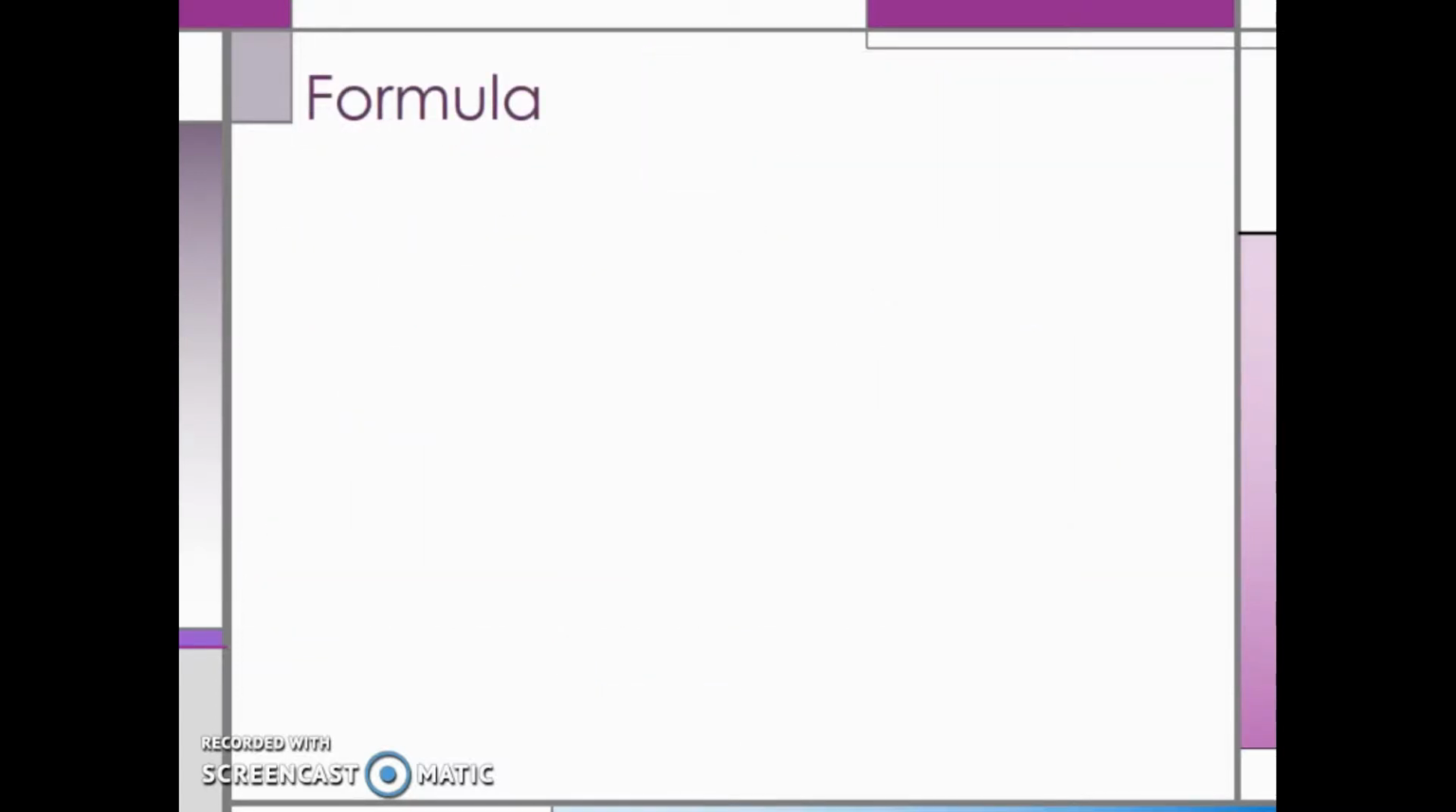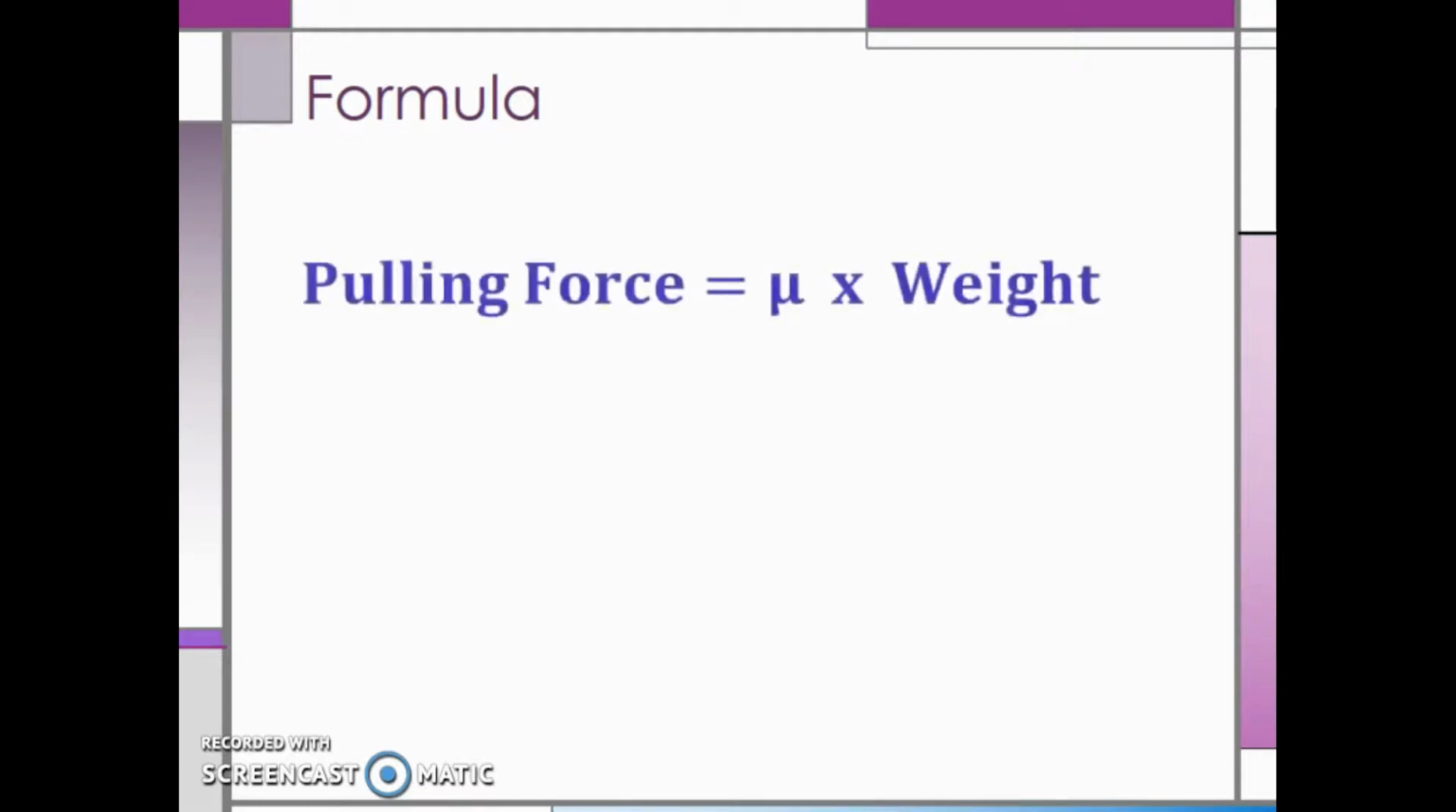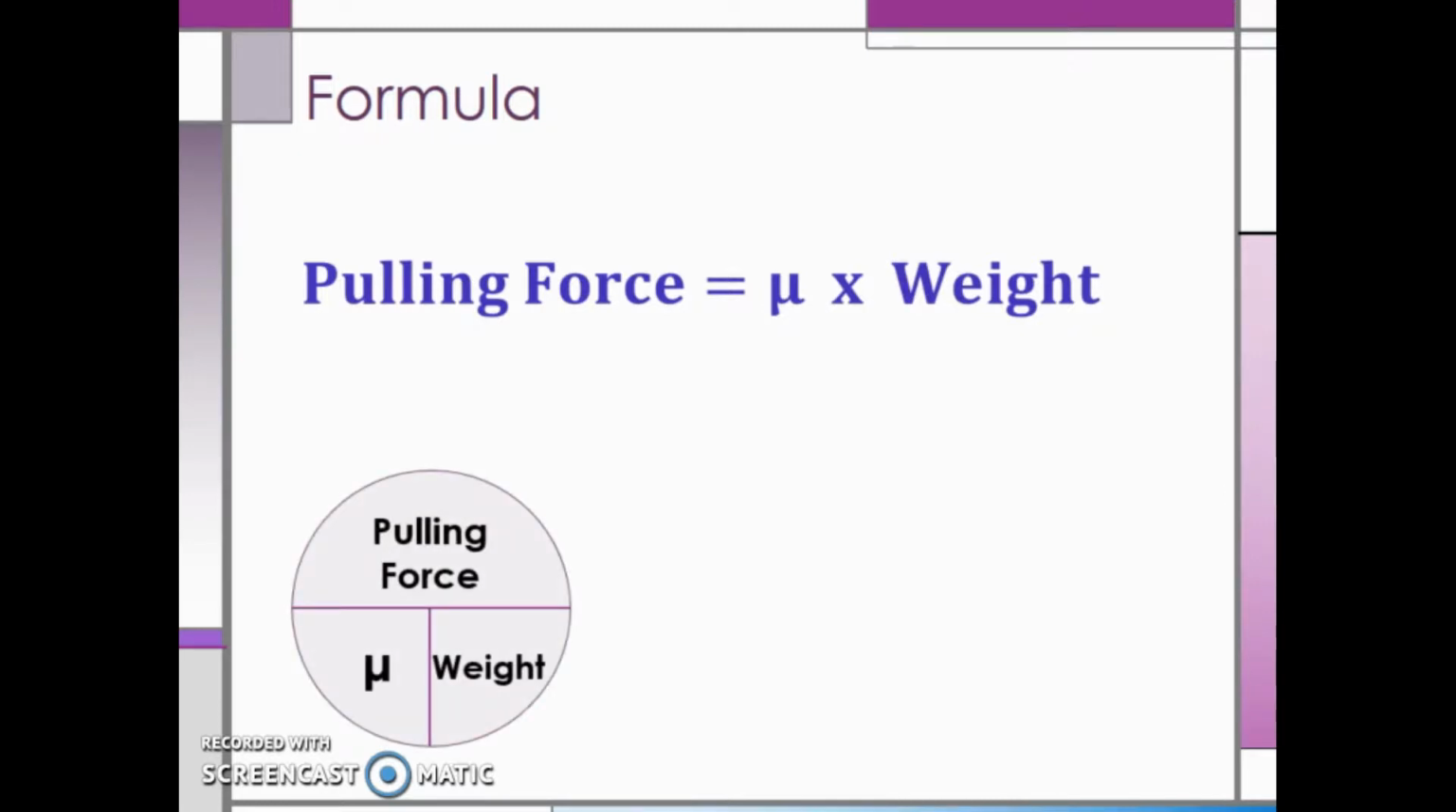This brings us to the final version of the friction formula we will be using in our class. Pulling force is equal to mu multiplied by weight. Looking at the equation circle, we see that we have pulling force on top with mu and weight on the bottom. Just like in the last section, we also have unit circles for our units.